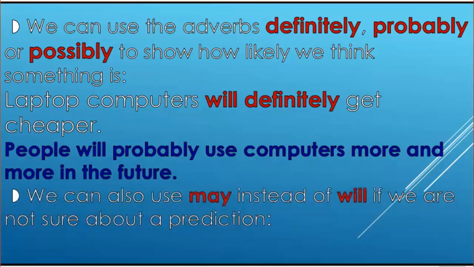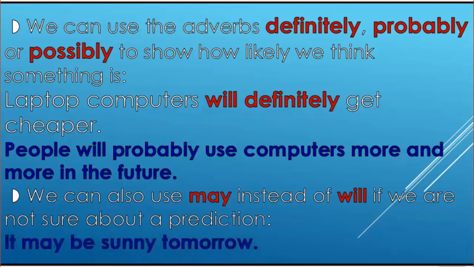We can also use may instead of will if we are not sure about a prediction. For example, we say it may be sunny tomorrow instead of saying it will be sunny. If you are not sure about something in the future, then you can use may instead of will.